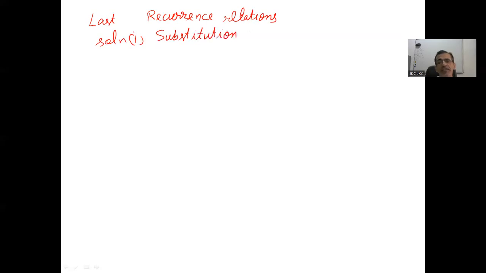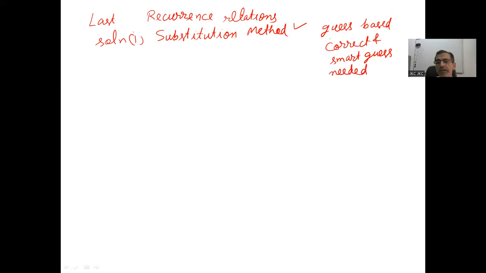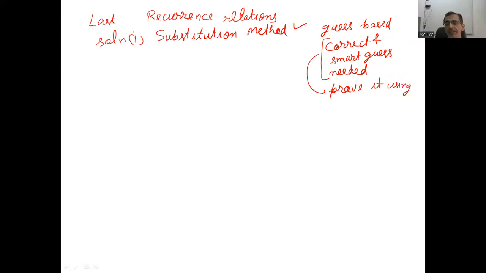The substitution method, as we discussed last time, is based on a good guess. It is intuition based, and a smart and correct guess is needed. That is not always easy, and even if we are able to do it, proving is another aspect needed. Sometimes the proof doesn't become possible. So all those problems are there, and obviously we are going to see some better methods.